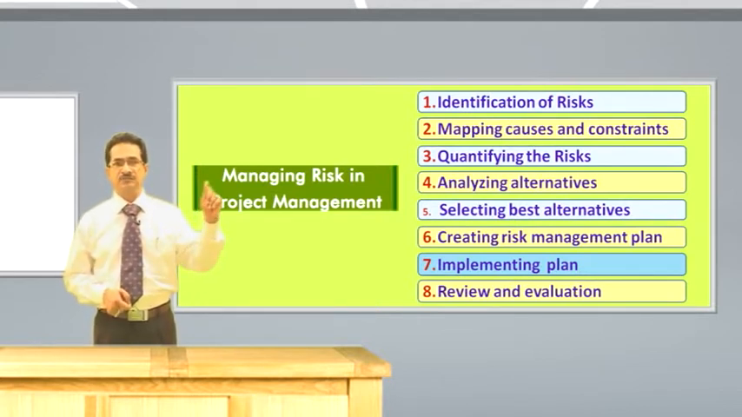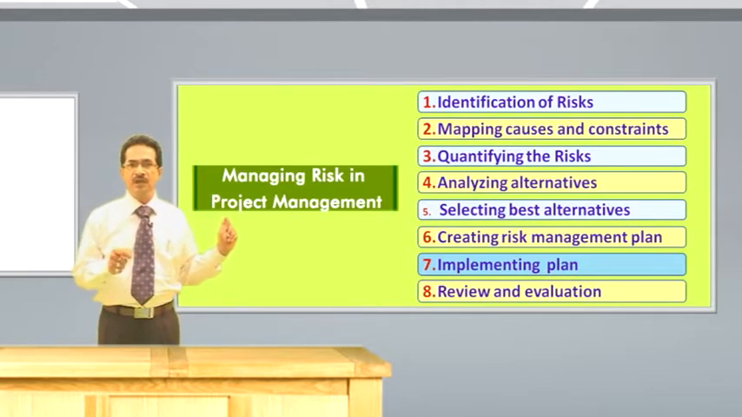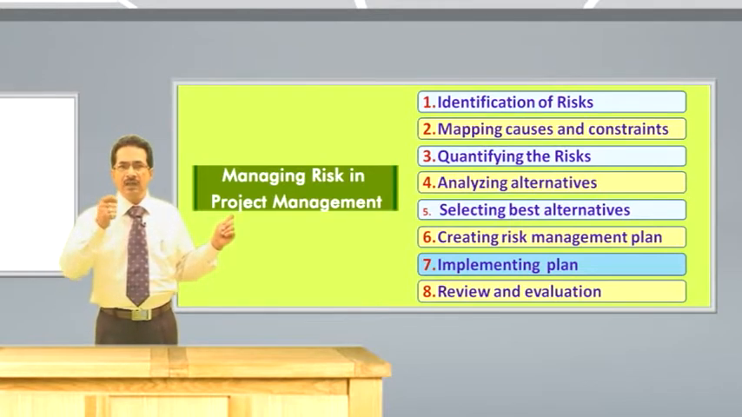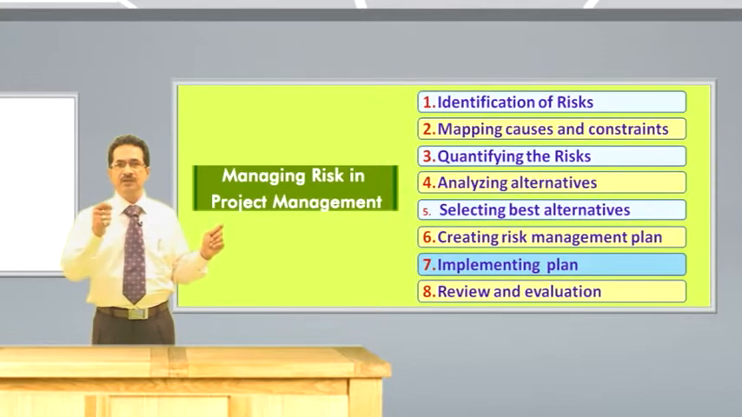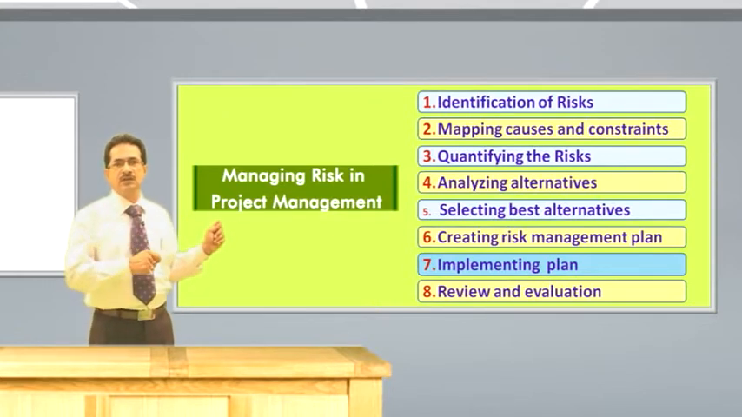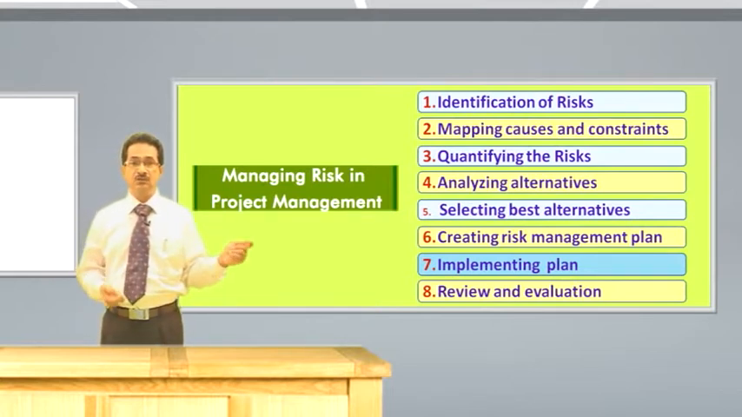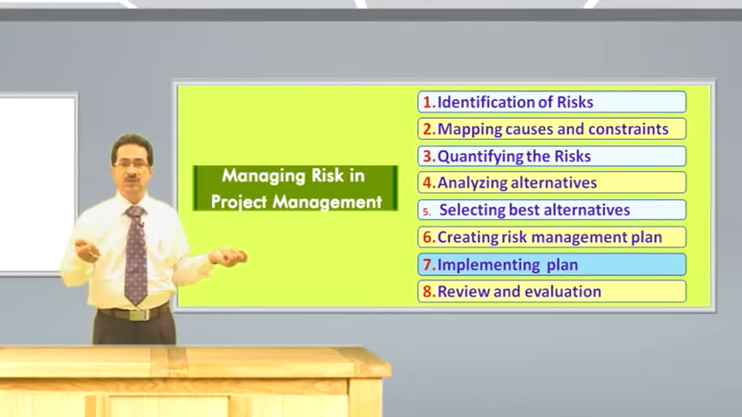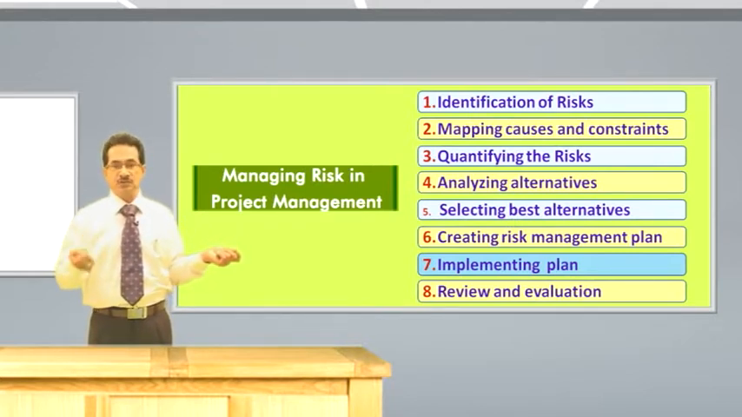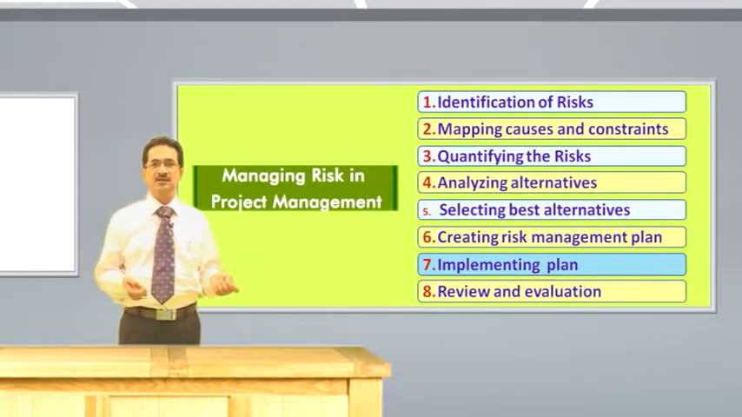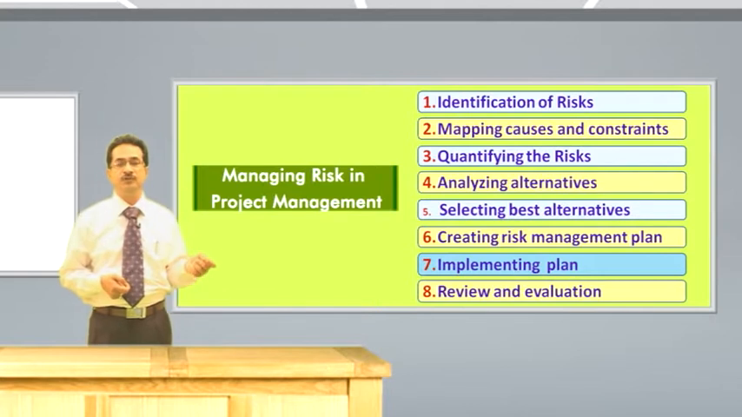In the first step, that is risk identification, we have to look for identifying risks of all types. Then in the second step, mapping causes and constraints, we should use the relevant techniques which include 5 whys, fishbone diagram, project introspections. And for bigger projects, nowadays several software are available for this step.